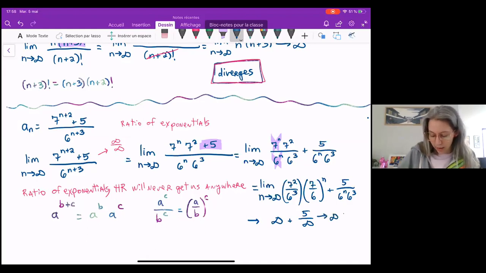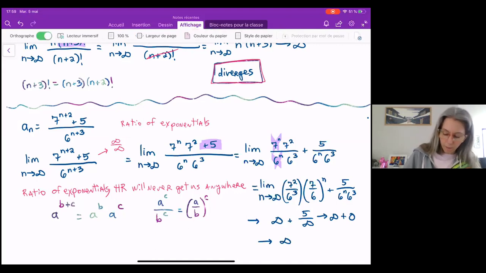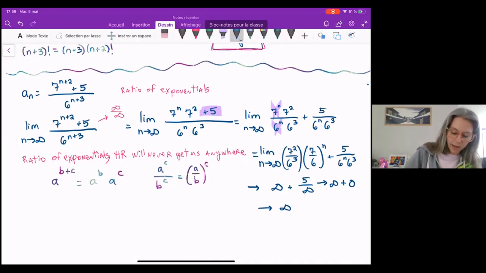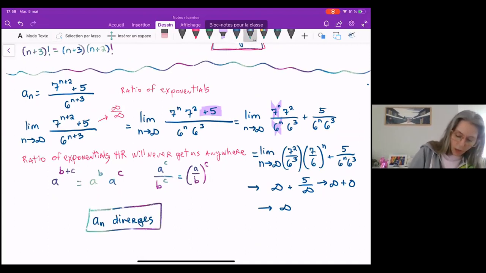So this is just like infinity plus 0. Remember, division by infinity gives 0. So this is just infinite. So again, my answer here is that a sub n diverges. Final answer.